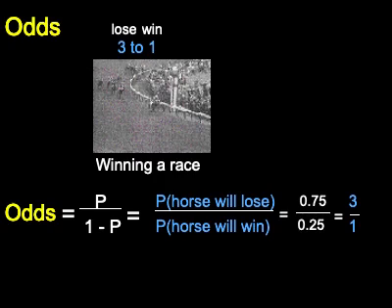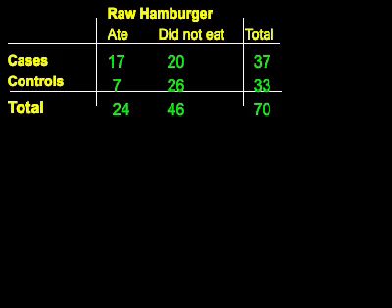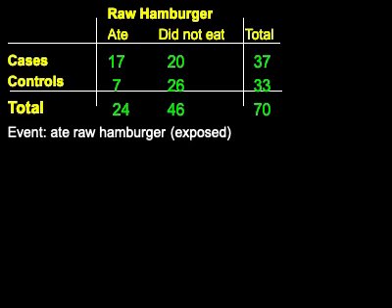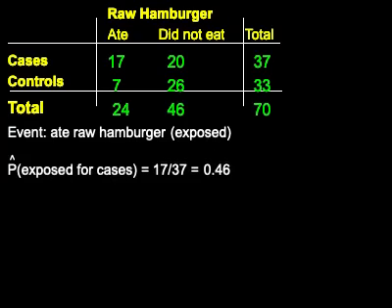In the Haitian Resort Case Control Study, recall that the event of interest occurs if a study subject ate raw hamburger, and if so, we say this subject is exposed. The estimated probability of exposure for the cases was 0.46. So the estimated odds of being exposed for cases is 0.46 divided by 1 minus 0.46.